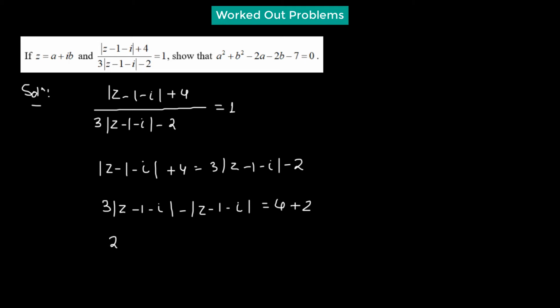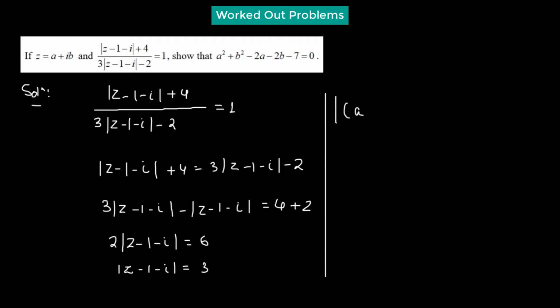So that leaves us with 2|z - 1 - i| = 6. Now we divide both sides by 2. So we have |z - 1 - i| = 3. Now let us substitute the value of z = a + ib into our equation, and that should give us |a + ib - 1 - i| = 3.